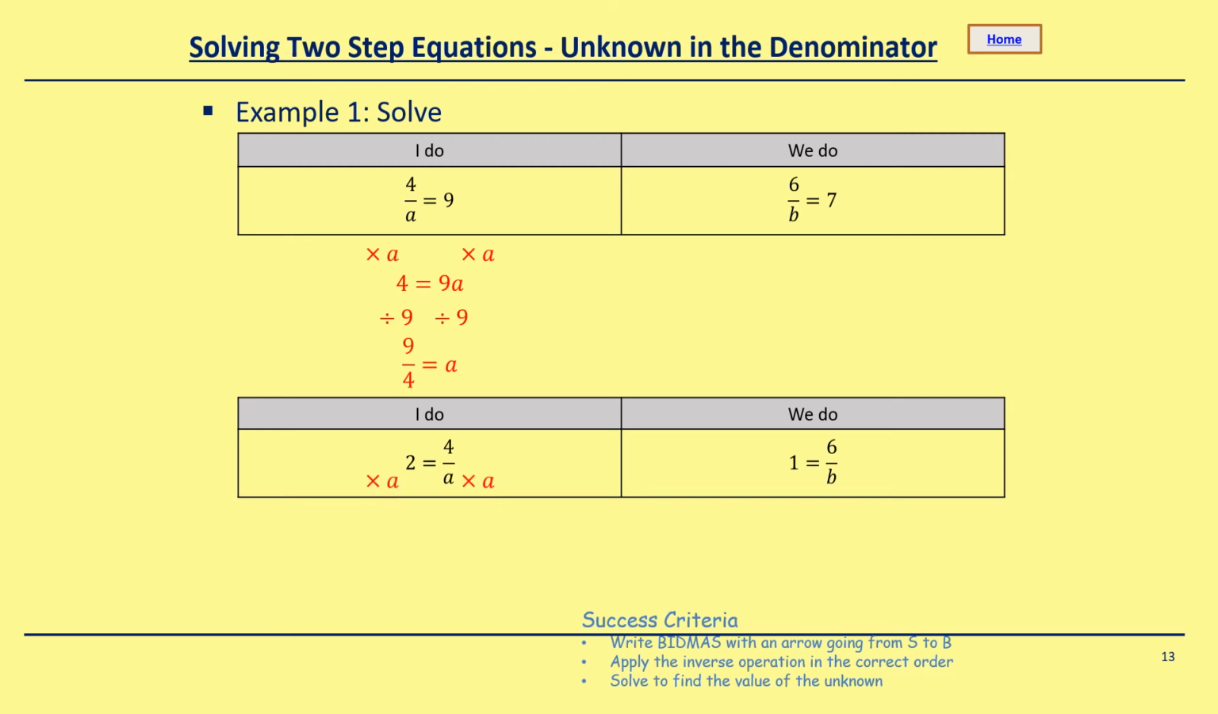Okay. The second one, I multiply by a again. That will tell me that 2a equals 4. I divide by 2, so a equals 2. And if you look at these, you can substitute a equals 2 into that. So 2 equals 4 divided by 2, which is correct.